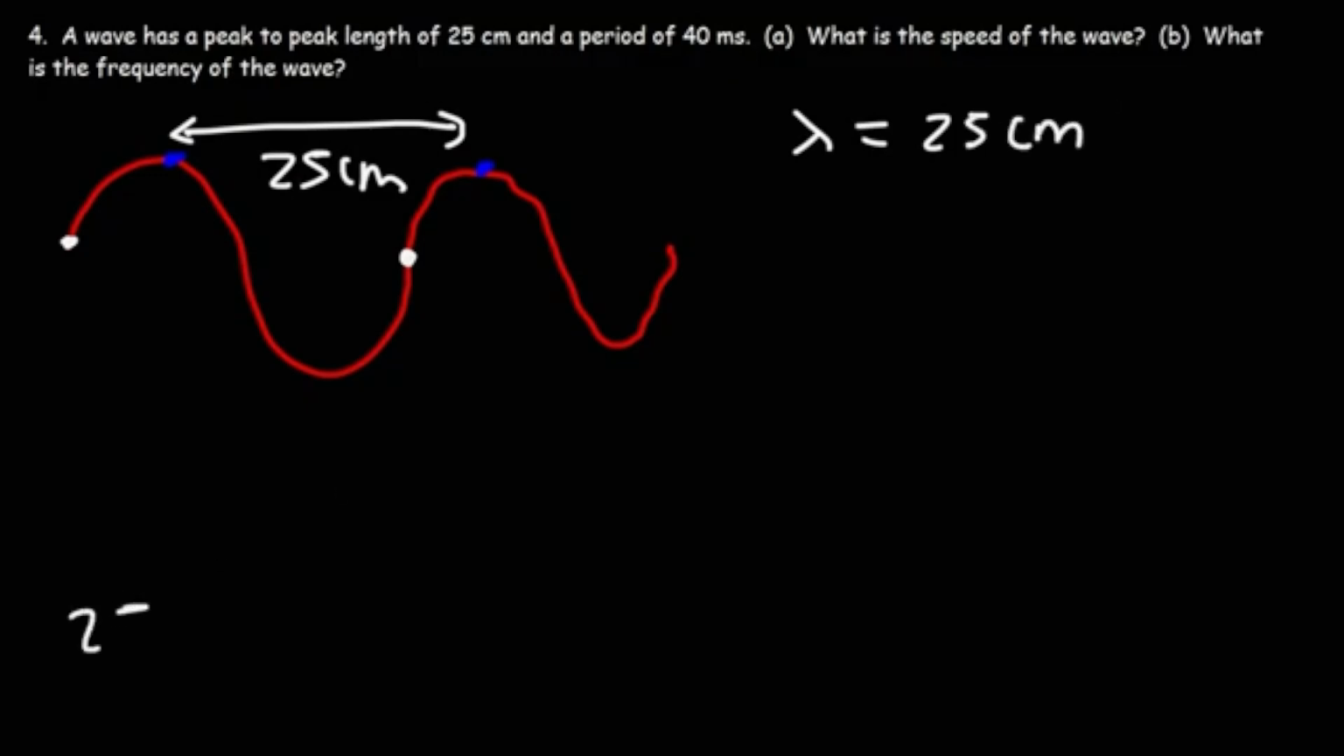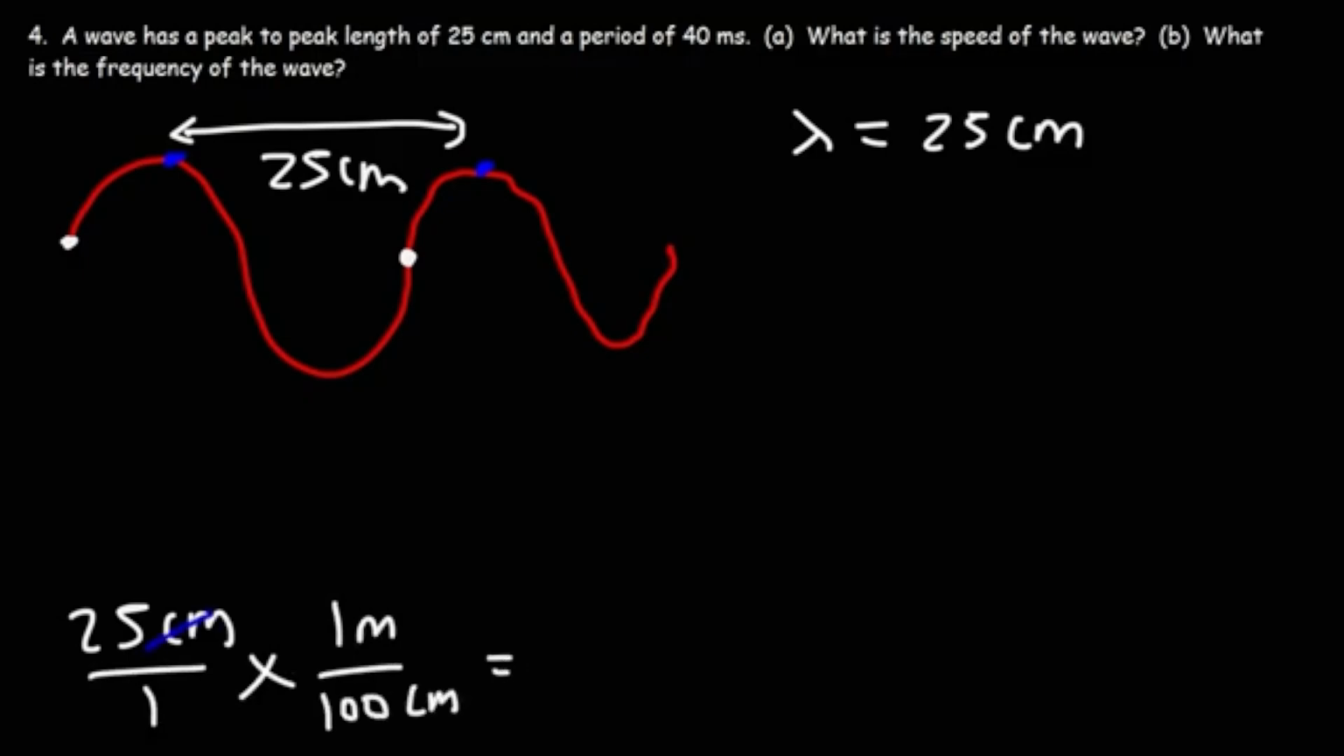Now let's convert centimeters to meters. 1 meter is equivalent to 100 centimeters. So we got to divide by 100. So 25 divided by 100 is 0.25. So the wavelength is 0.25 meters.